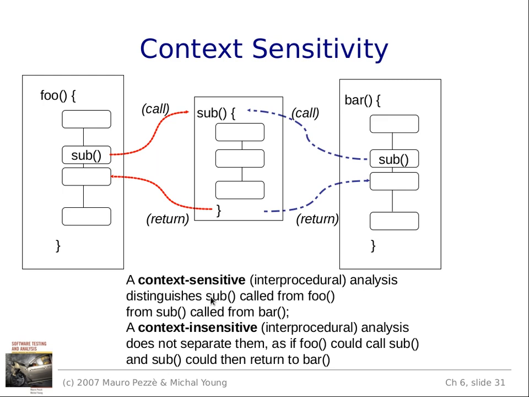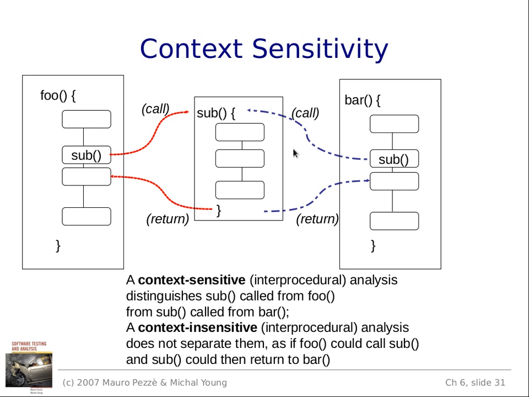Context sensitive, interprocedural, distinguishes a sub call from foo from a sub call in bar, meaning that when you jump here, it needs to redo the full analysis here. And the point of that is now you know what the variables are around the subroutine or the function, so you know what effect they're going to have on different values when you're calling sub here. Context insensitive does not separate them; foo could call sub, and sub could return to bar.